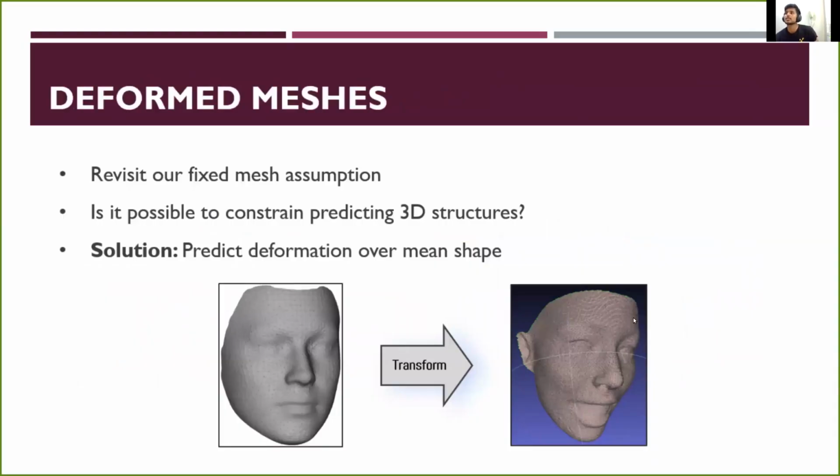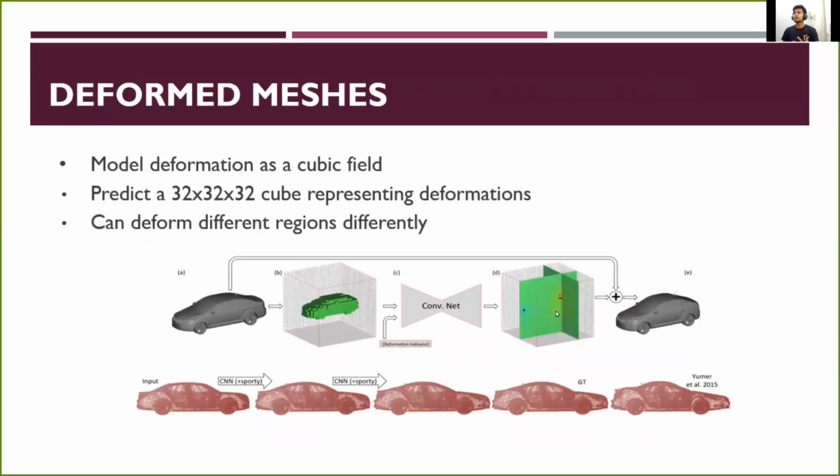We notice that directly learning the overall shape is pretty tough. So what we realize is predicting a residual over the mean shape leads to much easier learning. So our solution involves predicting a deformation over a mean category shape and find much better results with that. We use an approach proposed earlier to model deformations at the 32 times 32 times 32 cube, which represents the exact deformation.